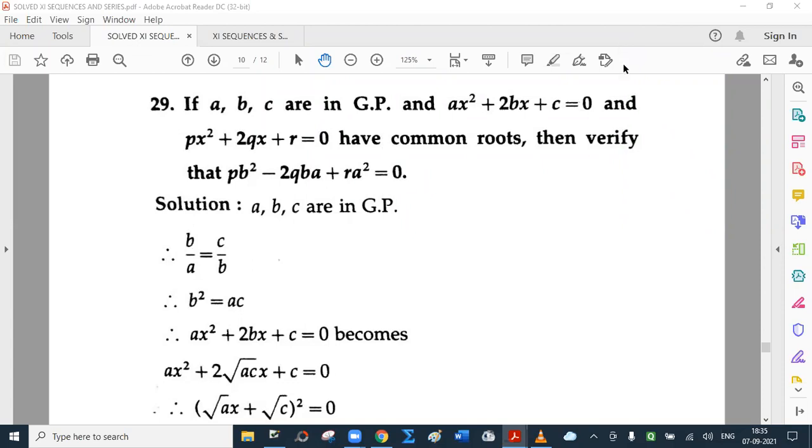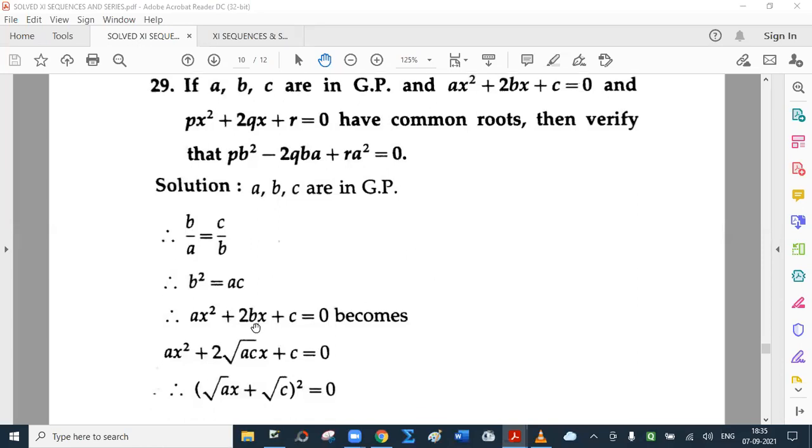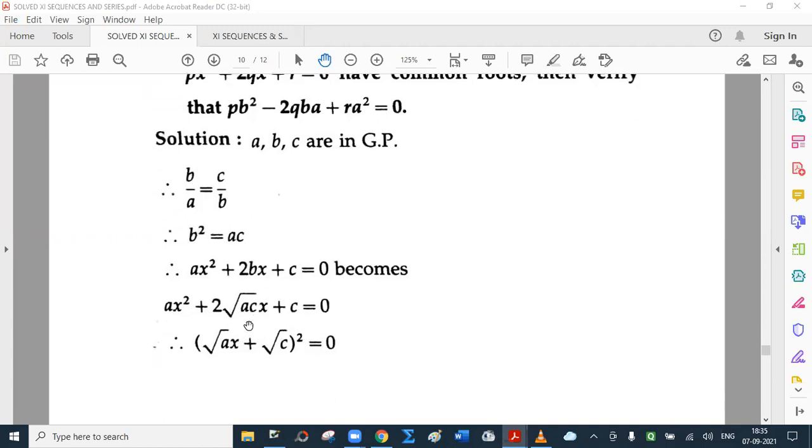Now a, b, c are in GP. So b upon a equals c upon b. So what is b square? It is nothing but ac. Now put this in the equation ax square plus 2bx plus c equal to 0. Now b square is ac, so what is b? Root ac. So this becomes ax square plus 2 root ac x plus c equal to 0.